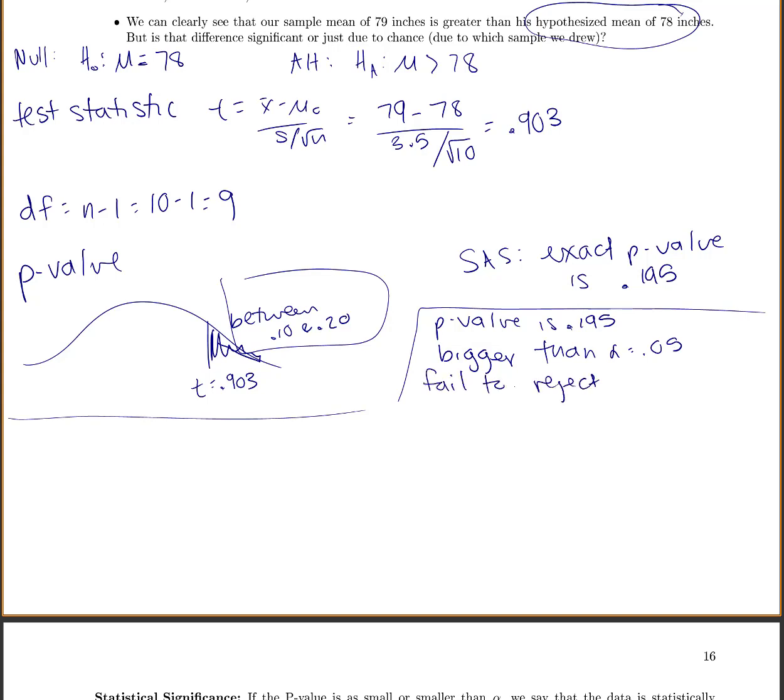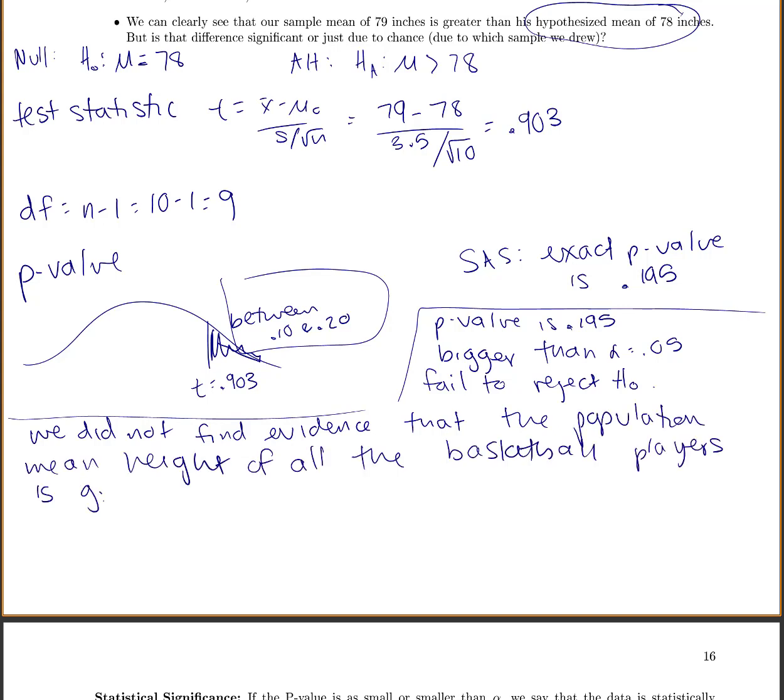to reject our null hypothesis. And that means we did not find evidence that the population mean height for all the basketball players is greater than 78. So we don't say that we found evidence for the null. We don't say that we found evidence that it is 78, but we're saying we didn't find enough evidence that the population mean height of all the basketball players is greater than 78. Okay, so we failed to reject, we didn't find evidence.